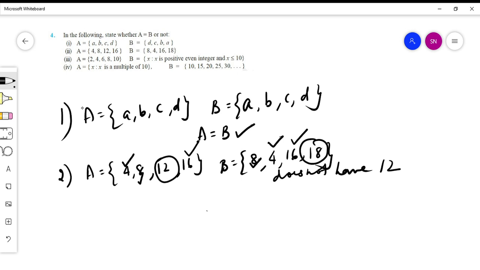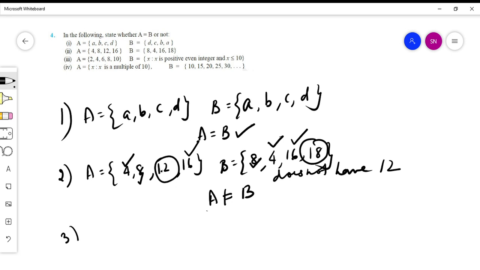Correct? But even though the total number of elements is equal, the precise elements are not the same in both sets. Here you see in set A, 12 is present but not present in set B. Similarly, in set B, 18 is present but not present in set A. Therefore, I can conclude A is not equal to B. Let me come to the third question.